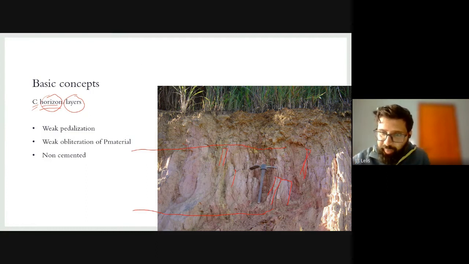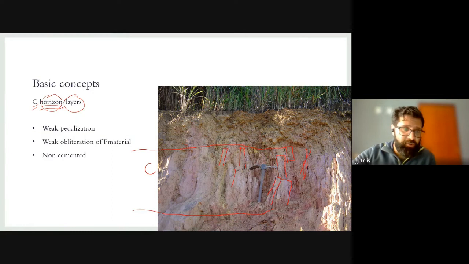These are pieces of soil that have a specific form and size that was produced by interaction between soil formation factors. So this is a C horizon. But if I didn't see this, just a weakly weathered rock, I can call it a C layer. So C horizons or C layers are produced by a weak obliteration of parent material.